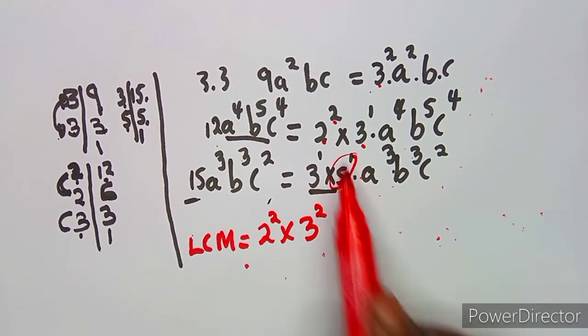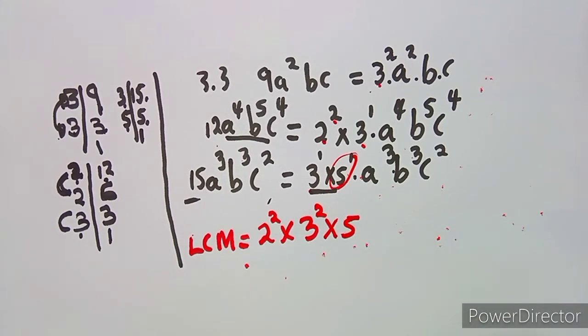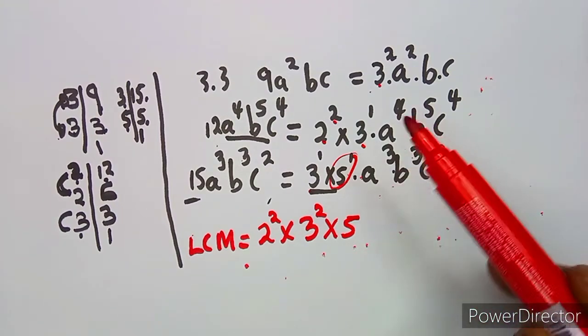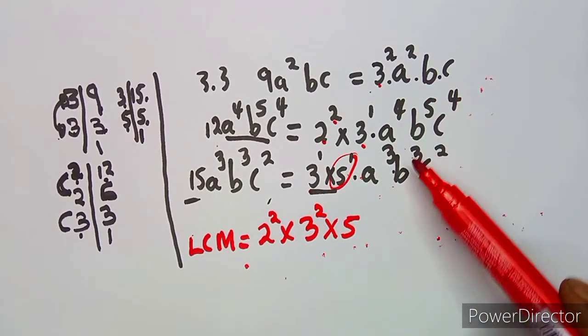It's appearing, which means we have got to take this 5. So you're going to multiply by 5. You take all the terms which are appearing. All right. So that's a 5 there. Times. We are now, as you can see, these terms, they are all common. A is common, B is common, C is common.